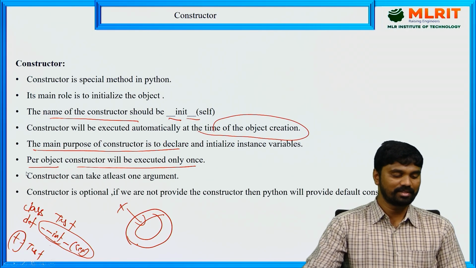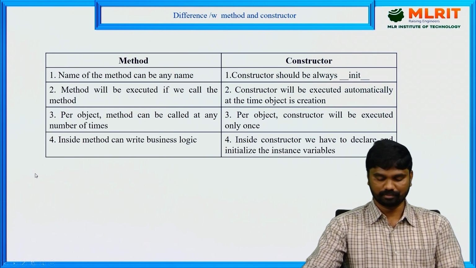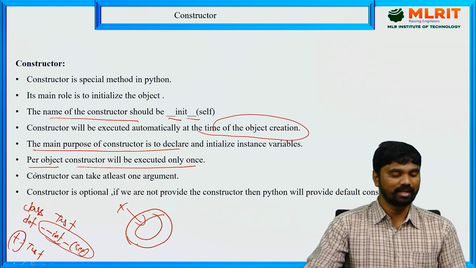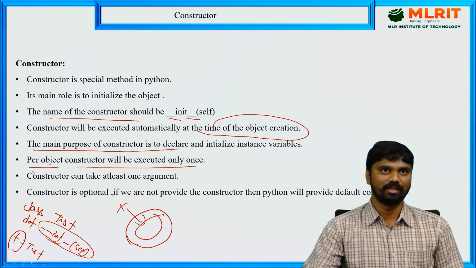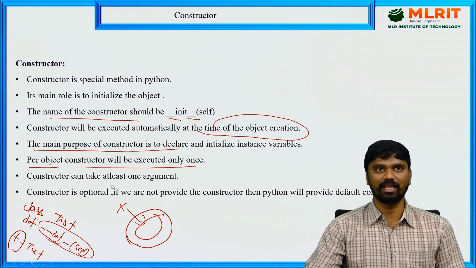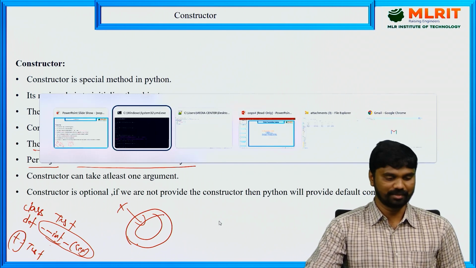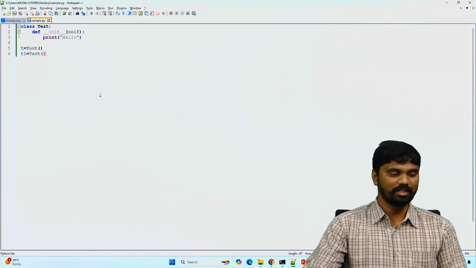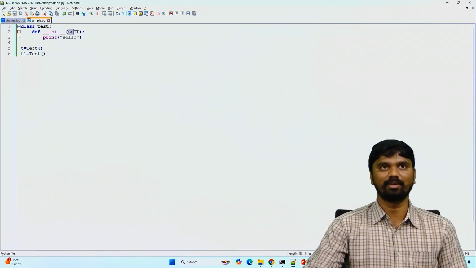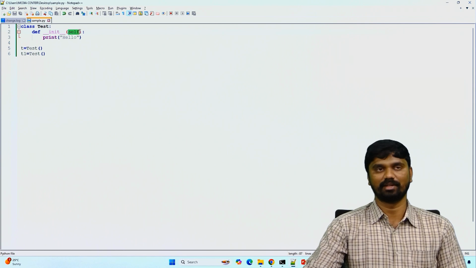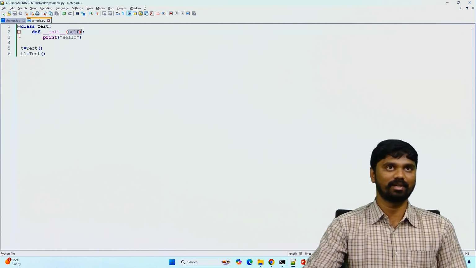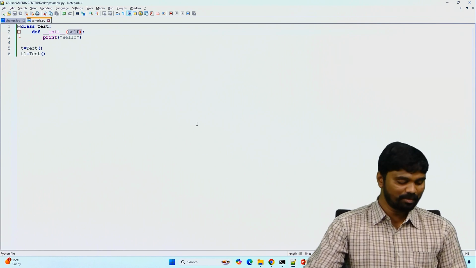Next, the constructor takes at least one argument. If you are not going to pass any parameter, at least self we have to pass. In this program, at least one parameter we have to pass to the constructor. That compulsory variable is the self variable. And that self variable is what?